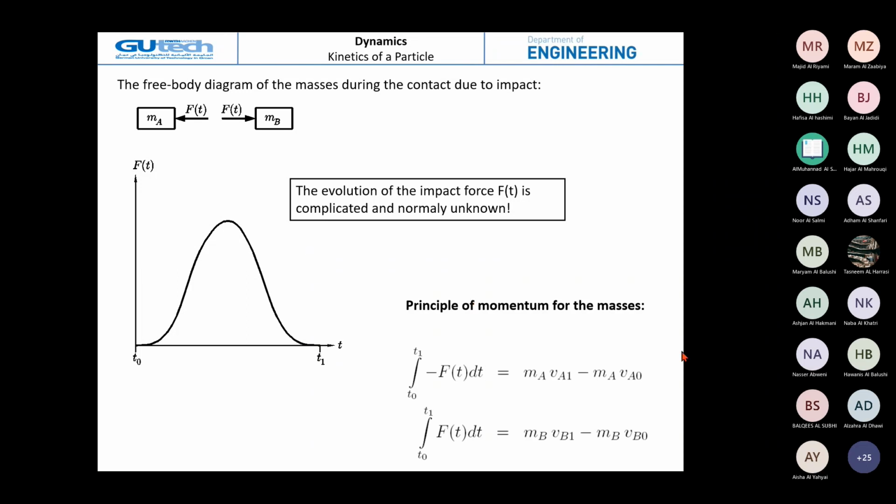Now if we take the principle of momentum for the masses, if we take now the mass MA, it will be negative as F is opposite to the direction of the motion. Then we have the difference between the two momenta. We apply the same for the mass MB, and we have F positive. Then we have the difference between the two.